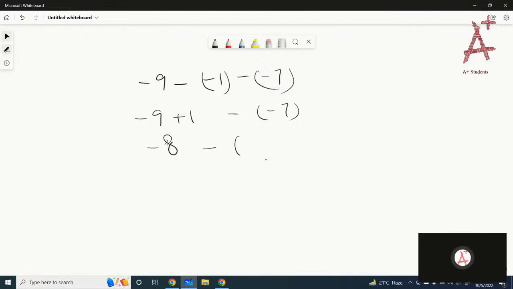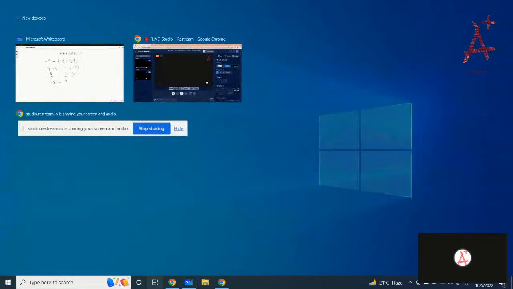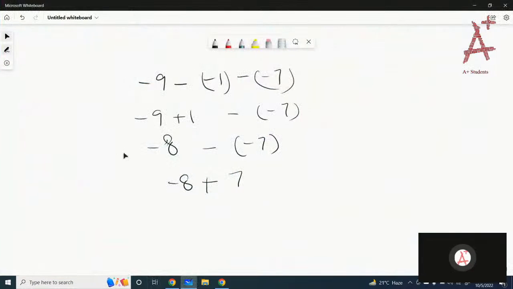Now again, negative 8 minus negative 7. Subtracting a negative number is the same as adding. So it would be negative 8 plus 7. Negative 8 plus 7 is negative 1. Very good. So the answer is negative 1. Got it? Okay, on the top right corner, we have a test button. Let's start with the test.